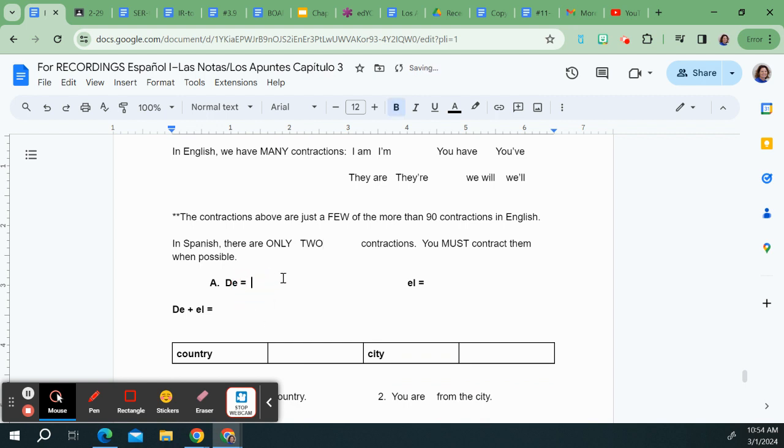So contraction number one is de, and we know that it means of, from, or about. And de always contracts with el, and el means the. So de plus el gives you del, just like that. If we're going to talk about a country, like I live out in the country with the cows and so on, that would be el campo, and the city is la ciudad.